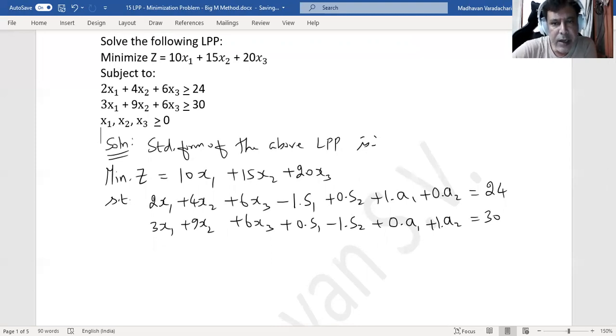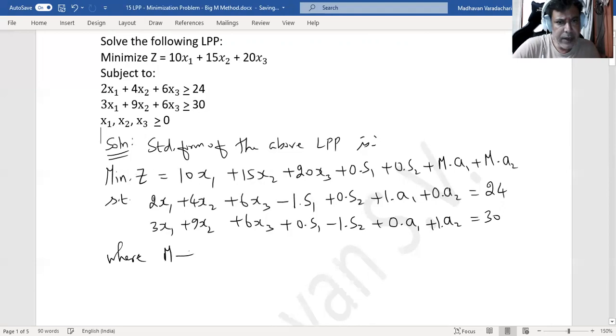Now whatever we brought in, we have to bring into the objective function also. Surplus variables: so I'll write here plus 0 times S1, 0 times S2. And for the artificial variables, since this is a minimization type of problem, we'll be bringing in a coefficient M. It means if the objective function is of minimization type, we bring in positive M times A1 plus positive M times A2, where this capital M tends to infinity.